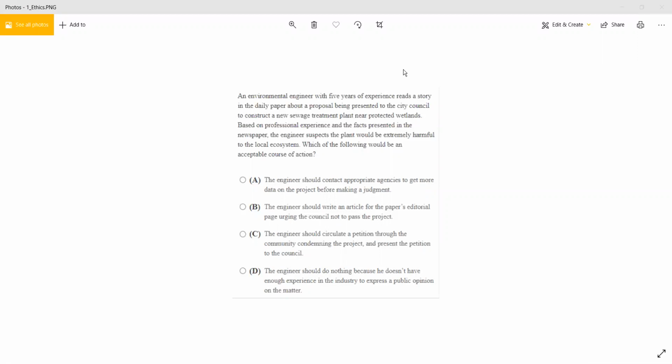Should the engineer contact agencies to get more data on the project before making an assumption? Should he write an article for the paper's editorial page urging the council not to pass the project? Or circulate a petition to the community condemning it and present the petition to the council? Or should he not do anything because he doesn't have enough experience in the industry to express a public opinion on the matter?